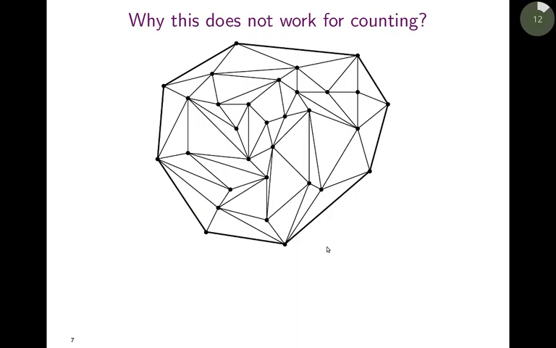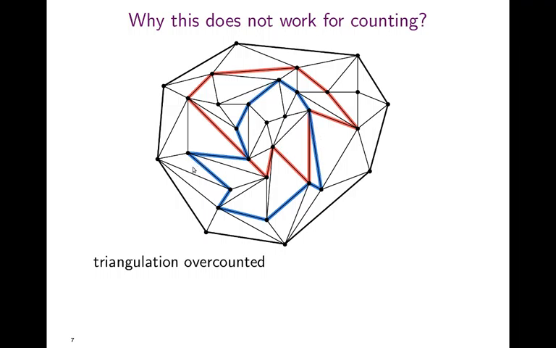So why does it not work for counting? Let's say you have some triangulation, right? So we don't want to just consider the minimum weight, but all triangulations. Then this might actually have two balanced separators. So if we guess all separators, we would guess both of them. And in that case, we would double count the specific triangulation.